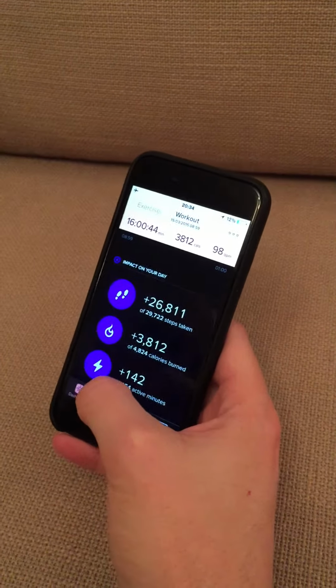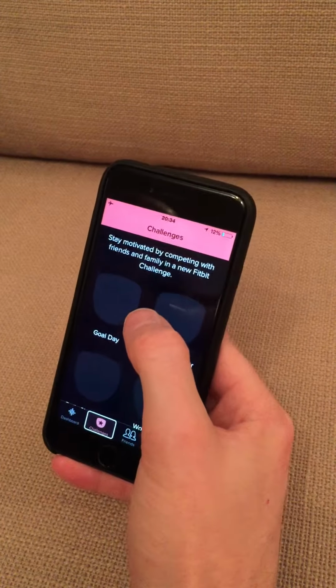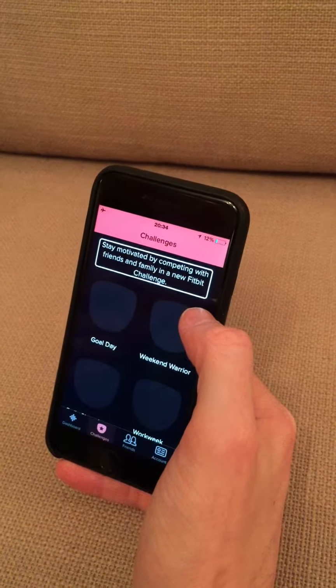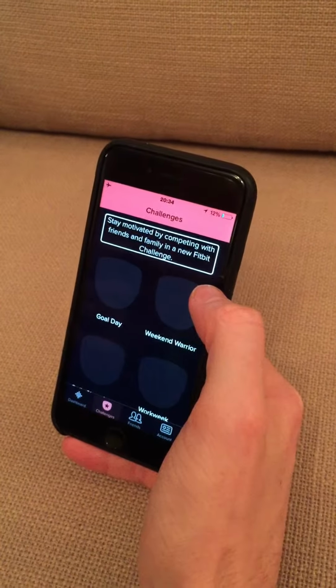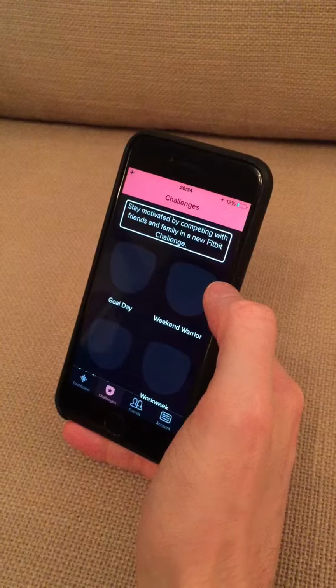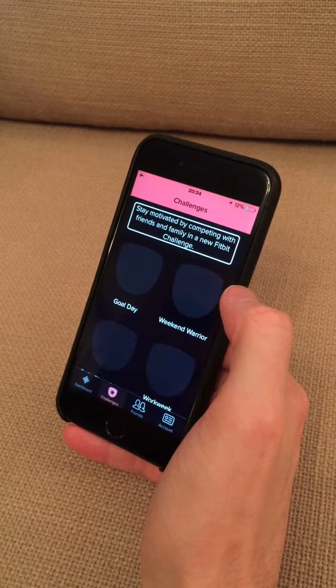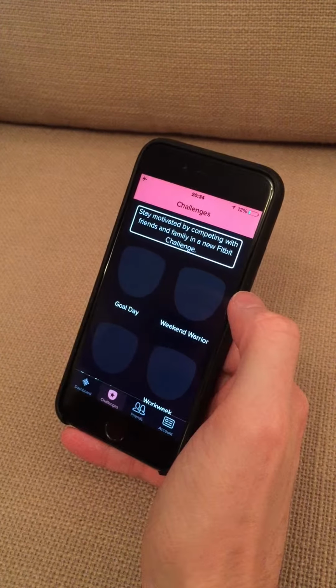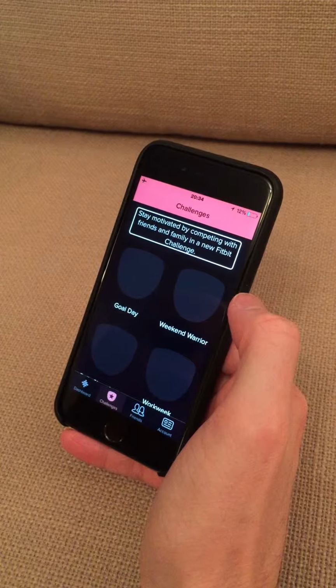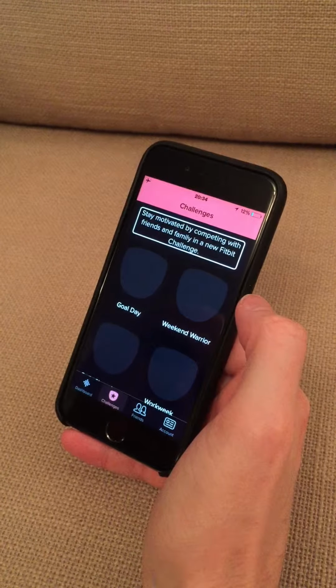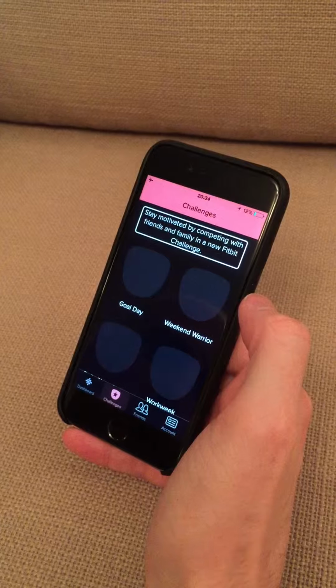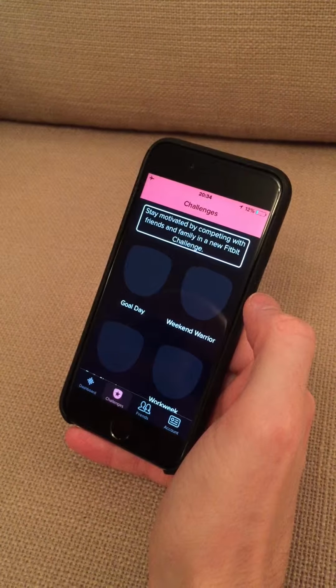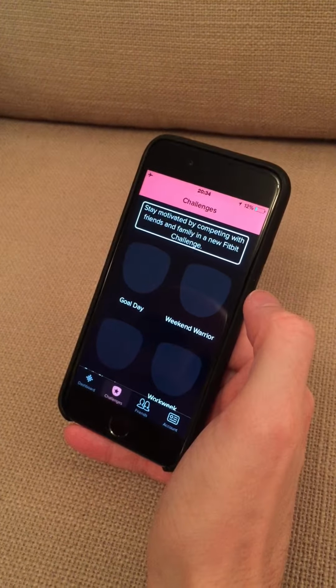Challenges. Tab 2 of 4. The only other little bit is under challenges, Stay motivated by competing with friends. I don't currently have a challenge now, but basically in challenges you can create challenges, accept challenges. The only difficulty is finding out your exact progress in the challenge, because that's represented as a chart. So the chart is not translated through VoiceOver.